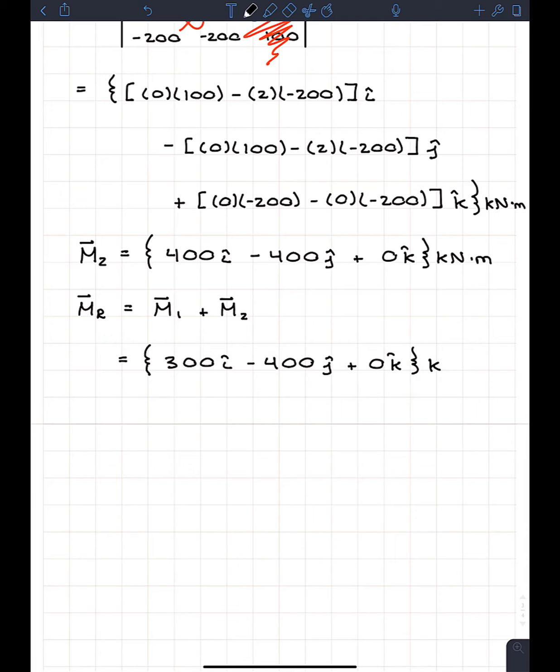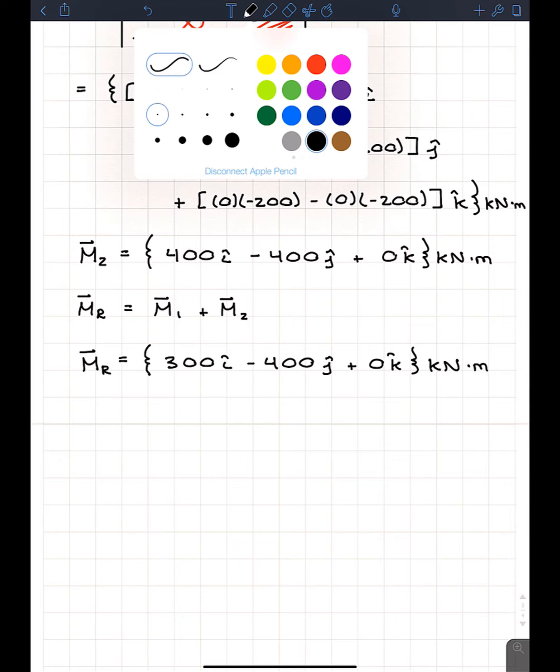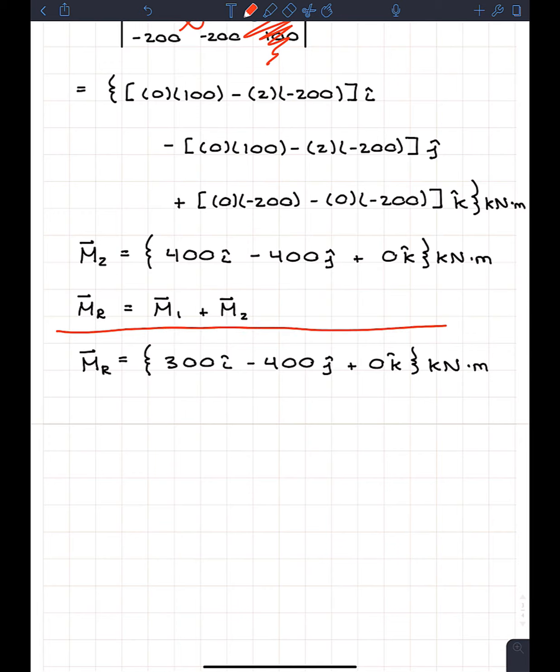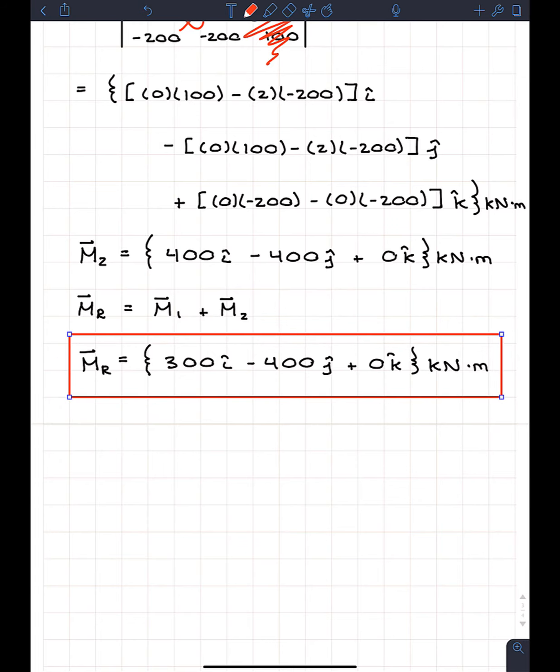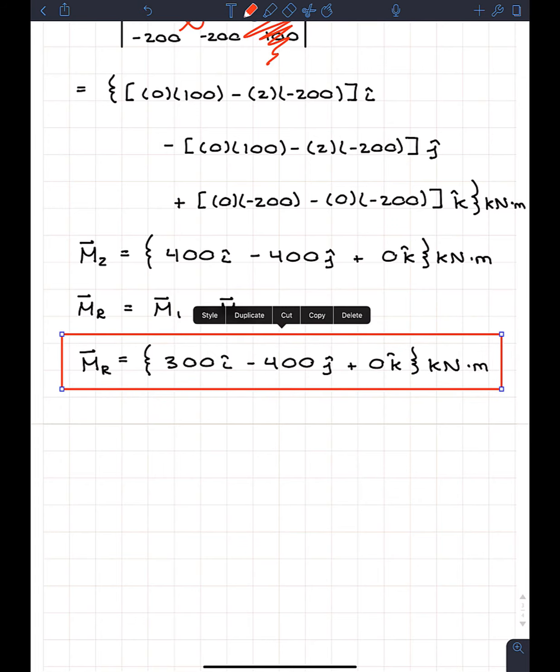And I can put units. Remember, do not forget units. It'll lead to very bad things. And this is MR. So that's our final answer. What I can do is I can put a nice box around it because that is the resultant moment. So I just touch up the box. Alrighty. Alright, so not too bad.